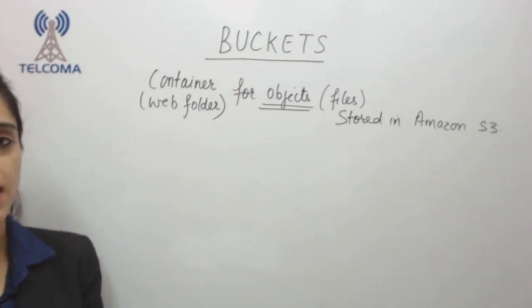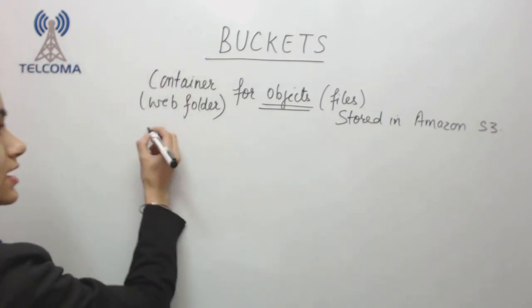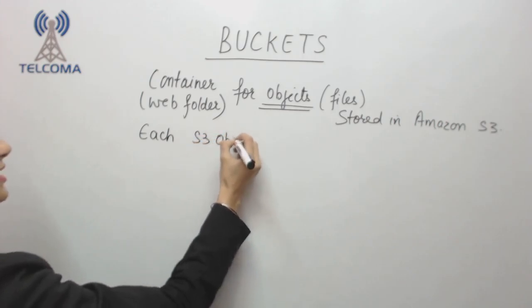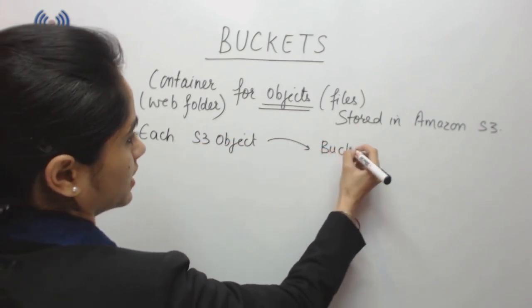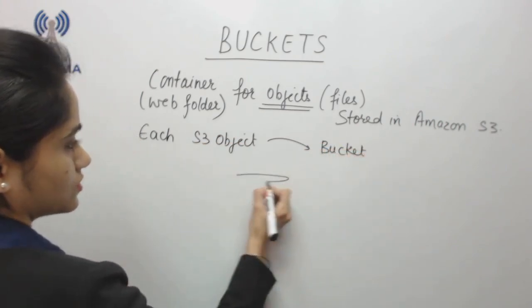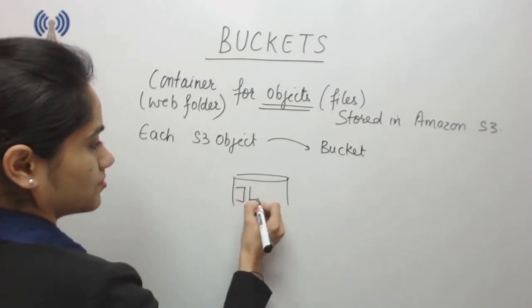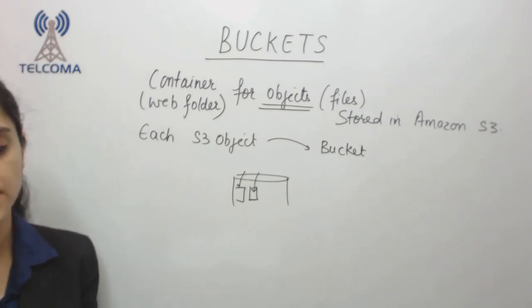Now each Amazon S3 object is contained in a bucket. That means each S3 object is there in a bucket. So as an example, if this is a bucket for storage, these are the objects. So each and every object is stored in a bucket with unlimited capacity.